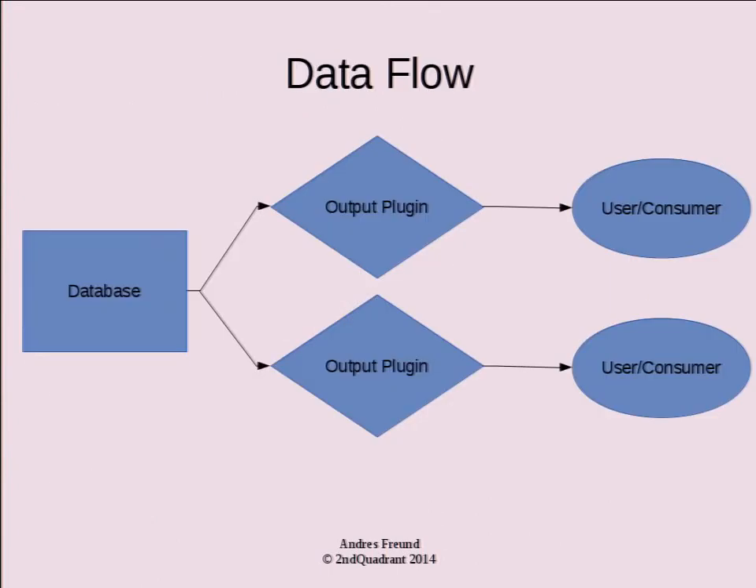So, how is data flowing in this? When we have the database, the data flows from there to a so-called output plugin. That was the test_decoding I had. And if I have several outputs, replication slots, it will just do the same thing. Every replication slot can have a different output plugin, and that will then go to the user or the consumer or another database, or similar. So, output plugins are what determine how the data that will be output looks.